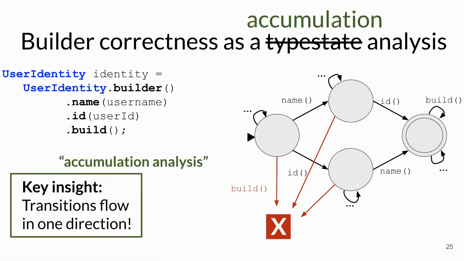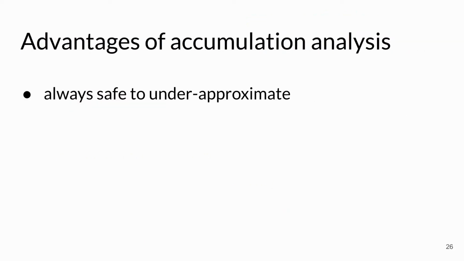Accumulation meaning that as we transition through the finite state machine, we're only adding additional information about the object being considered. So as you can see, in this case, what we're adding is which setter methods have been called. First, we add the name, then we add the ID. And this particular kind of type state analysis, an accumulation analysis, ends up being very powerful. The reason is that it is always safe to under-approximate an accumulation analysis. That is, it's always safe to forget some information. So in the worst case, if we lose the fact that, say, ID has been called, we might lead to a false positive in the analysis, but never a false negative.